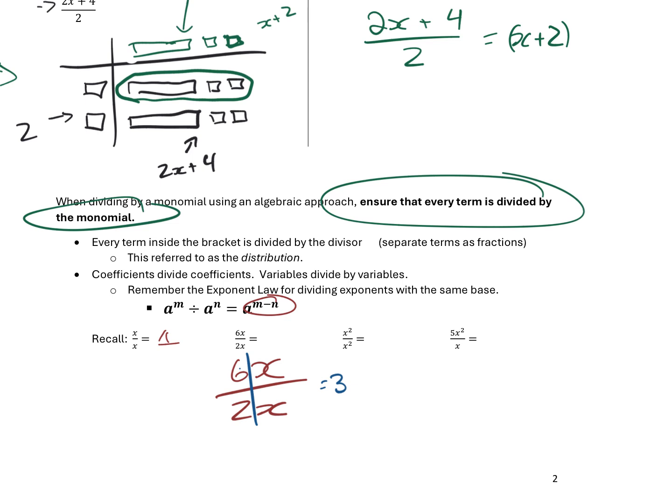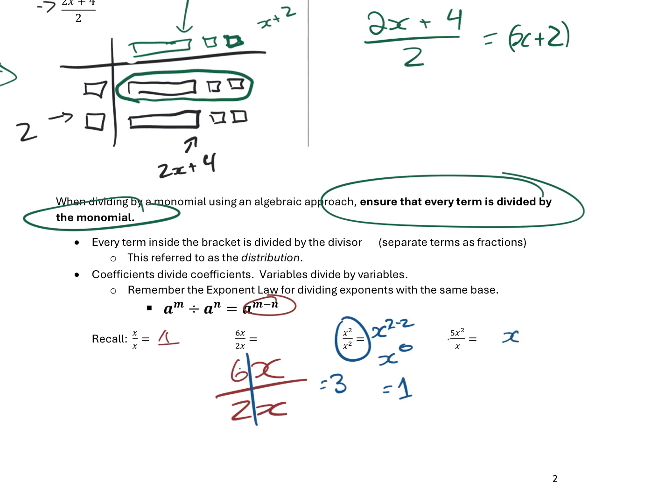This one, x squared divided by x squared, technically you're going to go x squared minus 2, 2 minus 2, which gives you x to the 0, but it also equals 1. We know that. So this is going to equal 1, and then we have 5x squared divided by x. I can't divide the coefficient 5 by anything because there's no other coefficient, so I'm just going to go x squared divided by x.